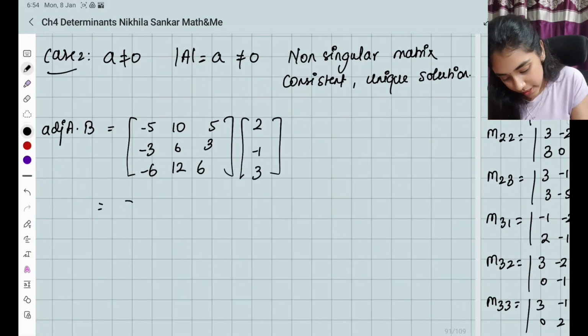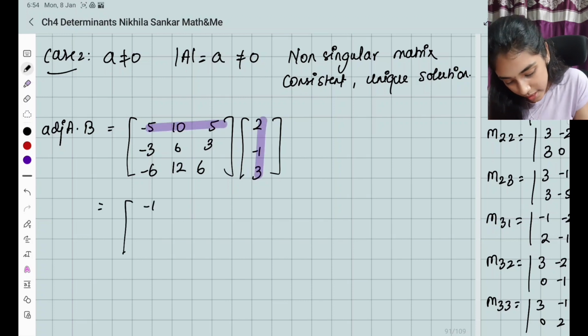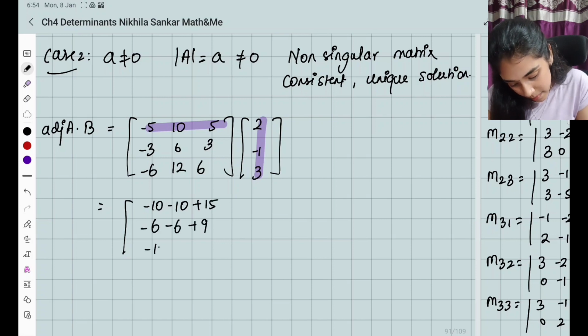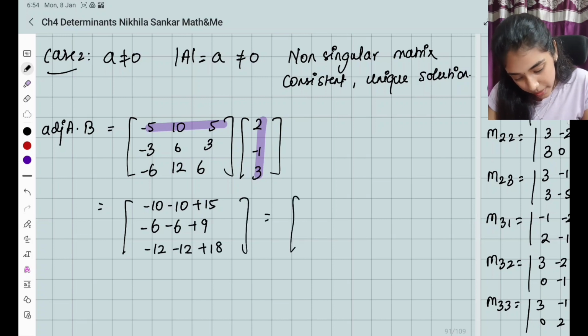When you start multiplying this, you have first row and one and only column. So, 5 2s are 10. Minus 10, minus 10, plus 15. Next, minus 6, plus 9, minus 12, plus 18. So, this is going to be minus 20 plus 15 is minus 5. Minus 12 plus 9 is minus 3. Then minus 24 plus 18 is minus 6.